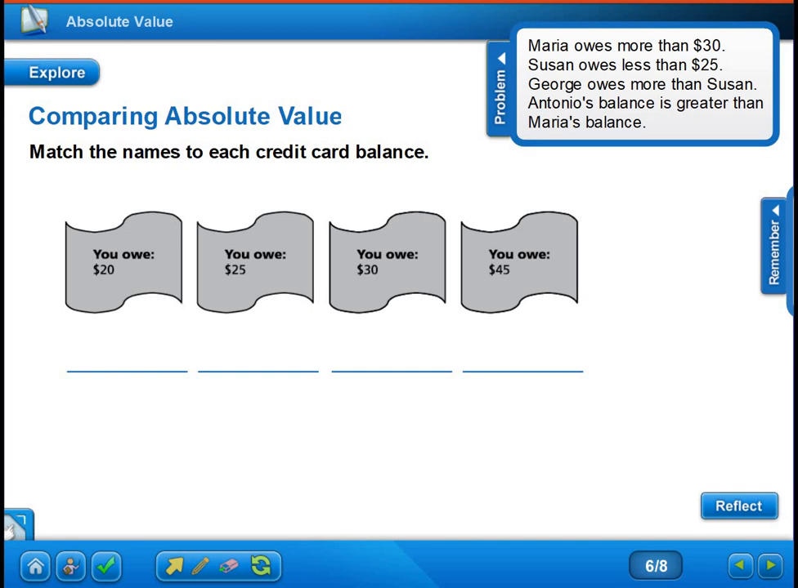Okay, so if we look at this again, we know Maria owes more than $30. So who on here owes more than $30? Well, this one owes exactly. Owing 25 is less than. Owing 20 is less than. So this has to be Maria because what she owes is greater than $30.